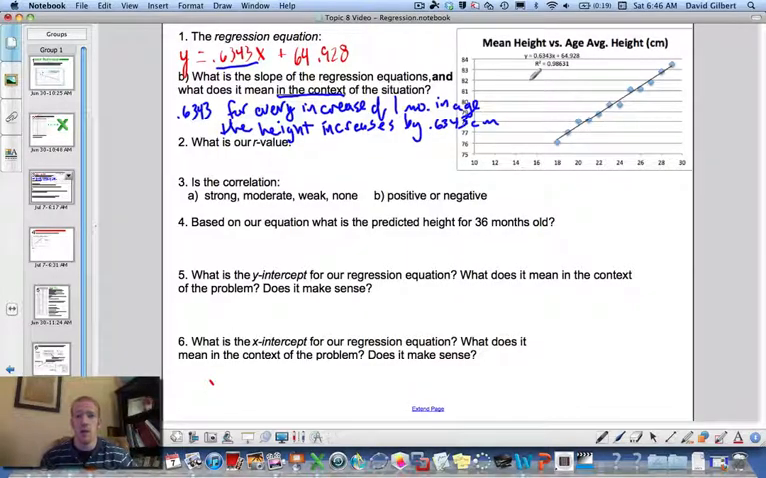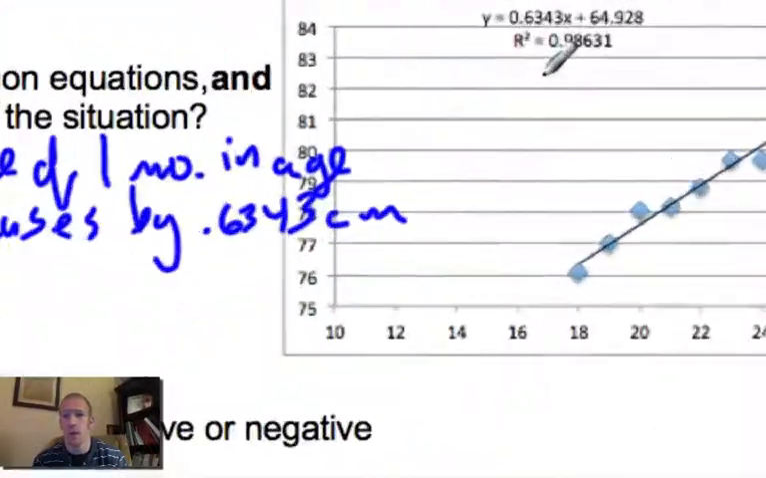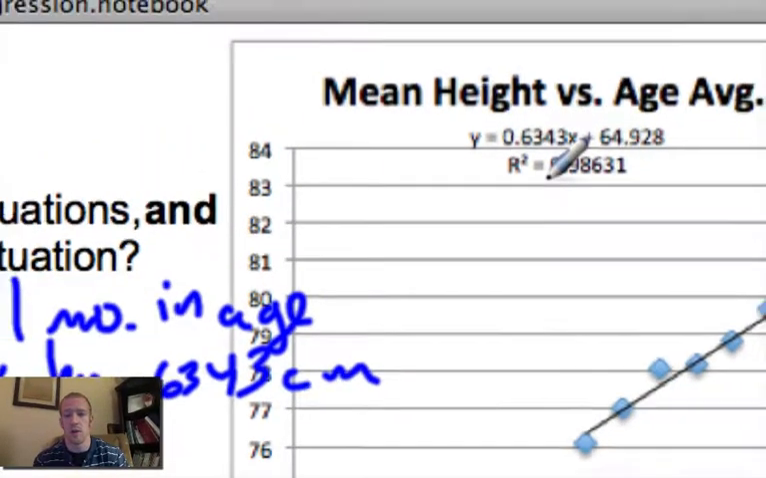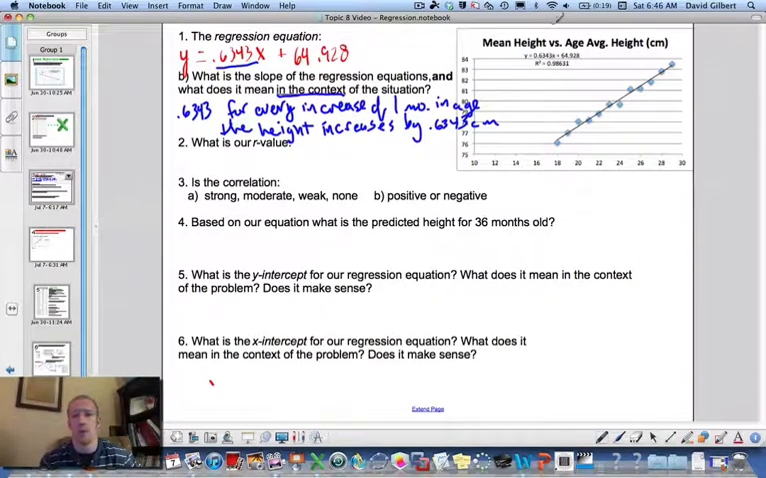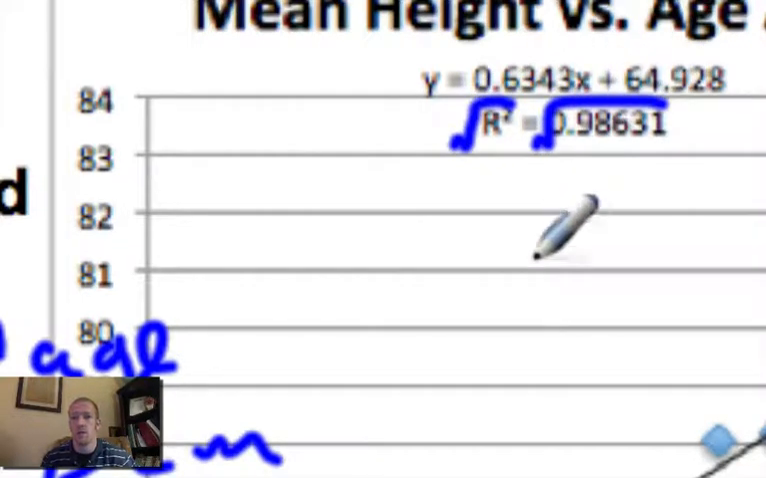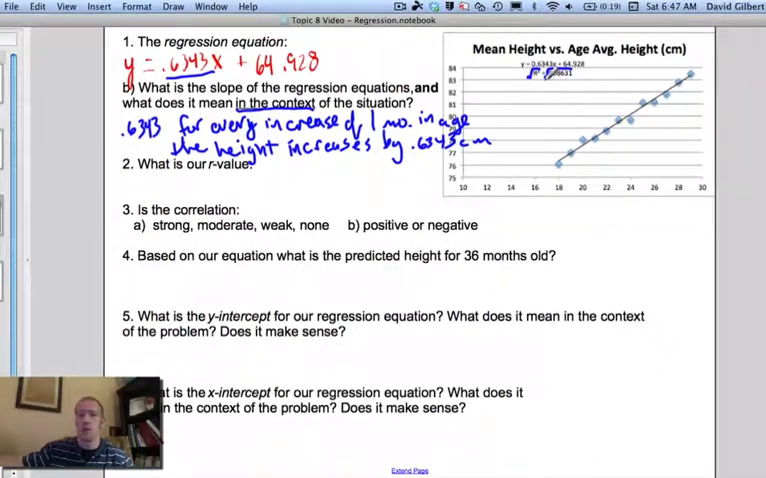Our R value. Now I want you to notice right here, this gives us R squared. Alright, that's because we can use R squared for any type of model. But for linear, it's actually better to look at R. So since R squared is this number, what we need to do is take the square root, right? We have to unsquare it. Since we want R, we don't want R squared, we've got to unsquare it, which means taking the square root. So I'm going to do that on my calculator right now.